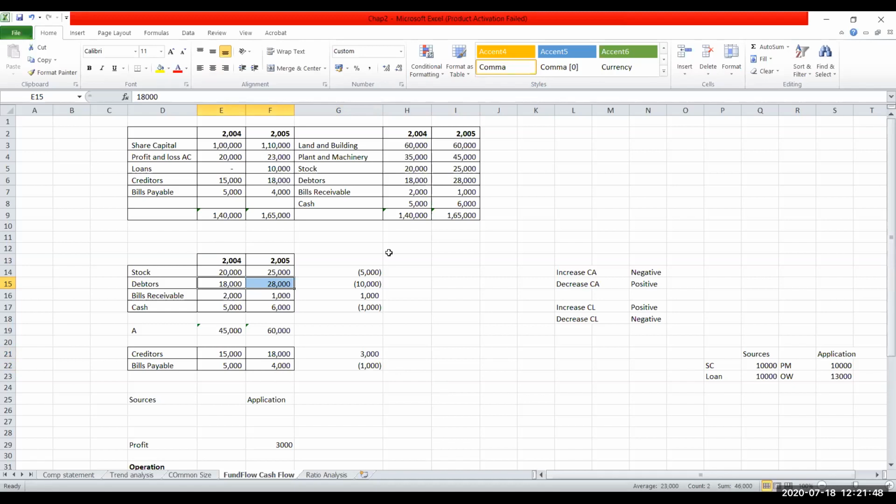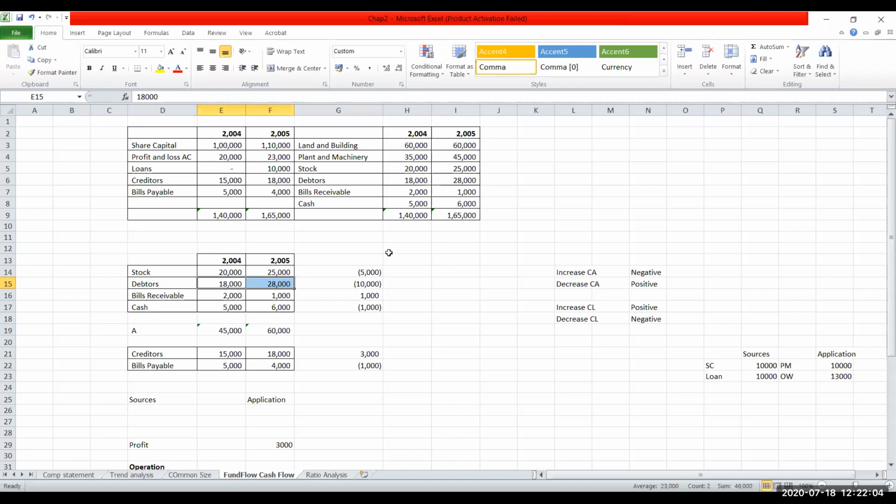No, we don't do that actually. We are just seeing, see what I'm talking about, not individual debtors. I'm talking about total debtors. Total debtors last year it is only 18,000. This year it is increased to 28,000. That means we have not collected money to that extent. I'm not talking about customer wise.